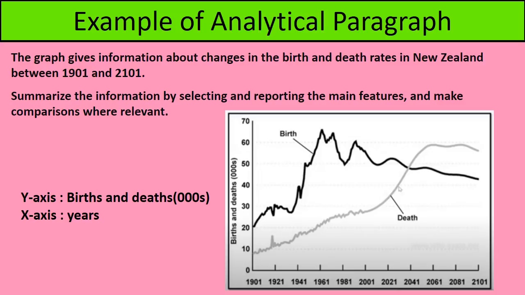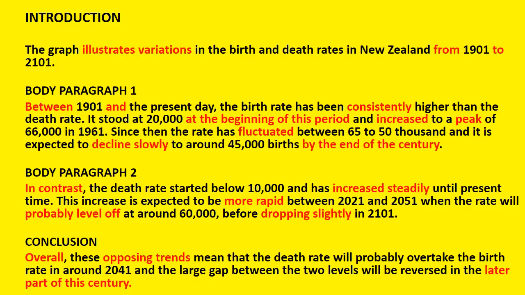Now, after writing 2 body paragraphs, you have to give a conclusion. Now, what is the conclusion? The death rate overtakes the birth rate around 2041. Earlier, the birth rate was more, the death rate was less. And from 2041, we can see that the death rate is more than the birth rate. So students, now we have studied this graph. In the next slide, let us write this analytical paragraph.